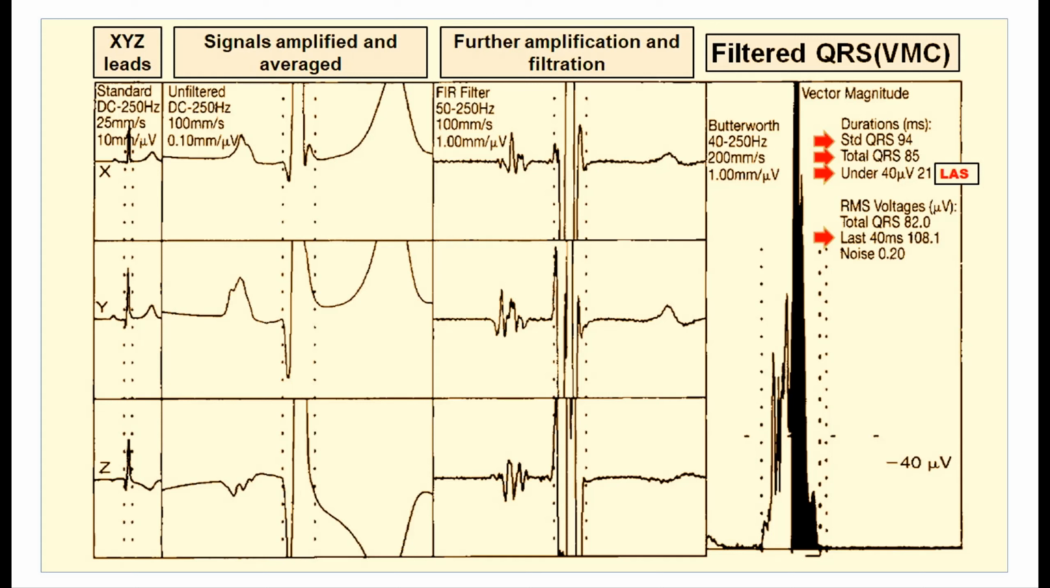Total QRS duration is 85, which is normal, less than 115 milliseconds. Low amplitude signal duration, of the terminal portion of the filtered QRS under 40 microvolts, LASD, is 21, which is normal, less than 39 milliseconds. And the root mean square voltage of the last 40 milliseconds of the filtered QRS is 108.1, which is also normal, more than 20 microvolts.